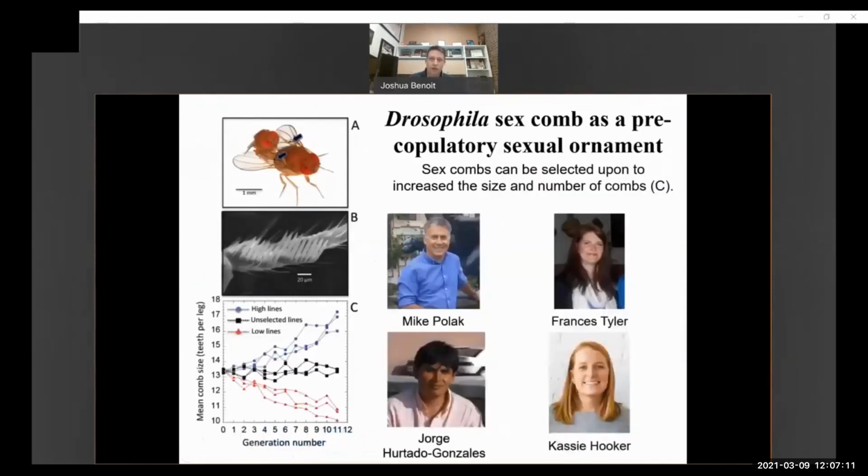The first thing I'll talk about is some of my recent work in collaboration with Mike Pollock. This was mainly done by Francis Tyler, Jorge Orduro Gonzalez, and Cassie Hooker. This is looking at sex combs and how selection on these precopulatory mechanisms can impact fertility aspects. What Jorge and Francis did is selection studies where they could either make the combs bigger or smaller, and then we wanted to see how this impacted potentially mating and fertility.